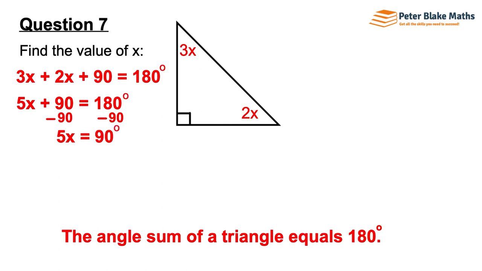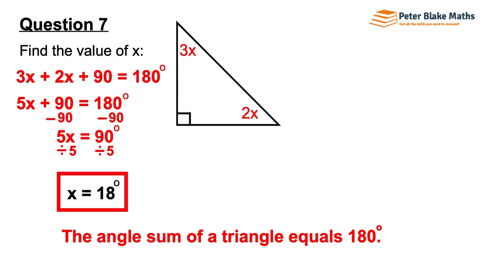To move a 5 that's multiplying, we'll do the opposite to both sides. So we'll divide by 5 both sides. On the left hand side leaving us with x. And 90 divided by 5 is 18 degrees. So final answer, 18 degrees for x.